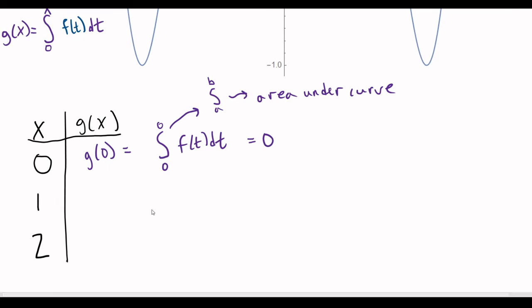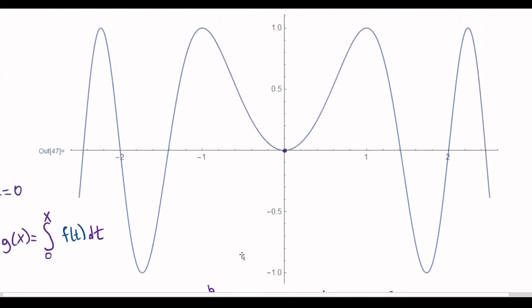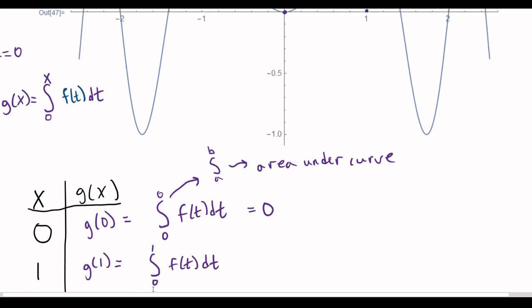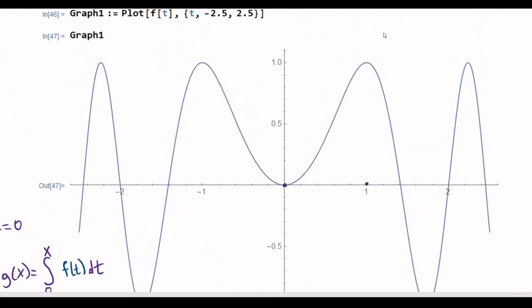Okay, well, let's get to a not-silly point. Let's plug in 1. What in the world is g of 1? Well, plug it in: 0 at the bottom, now 1 goes up here. Let's see what this looks like. I go back to the picture. Here's 1. Remember, integral means area under the curve from 0 to 1. So I'm going to try my best to draw a nice vertical line here. Nailed it. And then I want all this area.